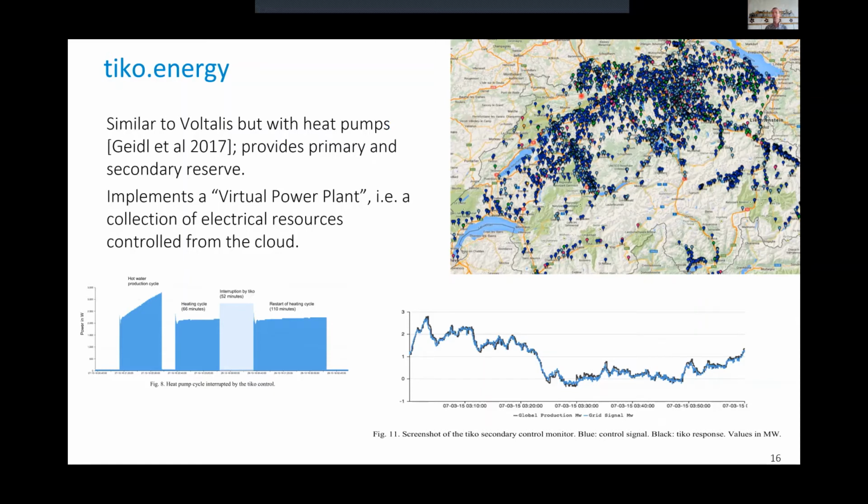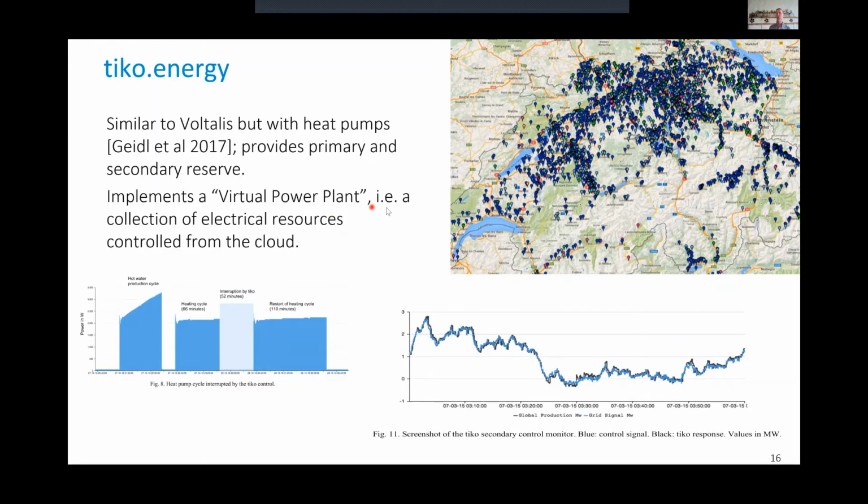This is a map of all the deployments of TICO in Switzerland. And interestingly, if you go to TICO's site, they say, in fact, here's a paper that describes the technical approach. What they do, and what Voltalis also does, is sold by some as a virtual power plant. A virtual power plant is a buzzword used to call a collection of electrical resources that is manipulated by software, by control from the cloud.